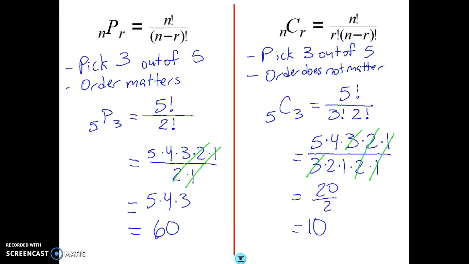So you might notice that when order does matter, as in the permutation, there's generally going to be more ways of doing that than when order does not matter.